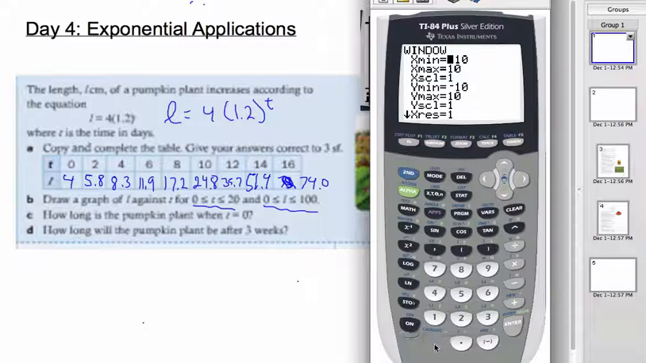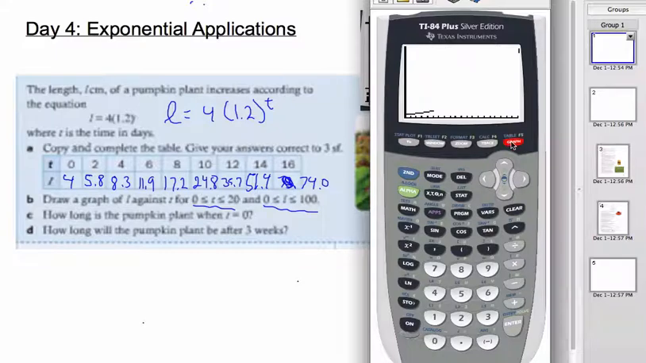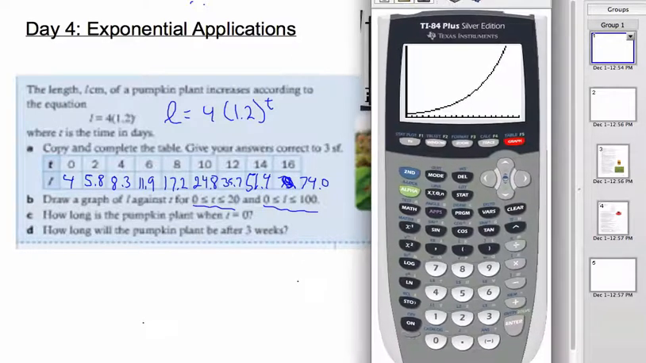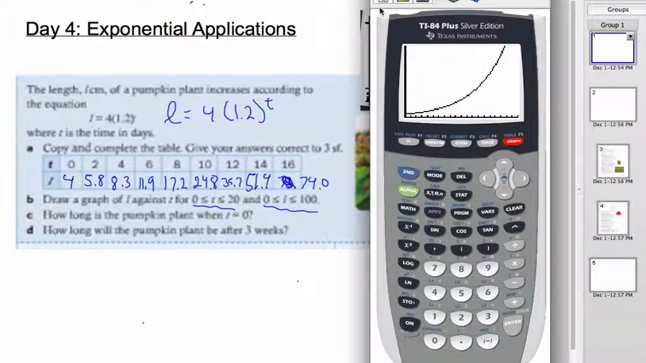I'll change the window to go from 0 to 20 for the x values, and 0 to 100 for the y values. I'll graph that now. And that's what the graph looks like there. We can see the y-intercept is 4. So actually, they just want to. Oh, they do want you to draw it. So that's going to take a bit of time here.